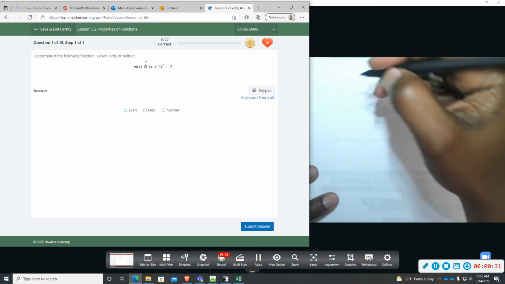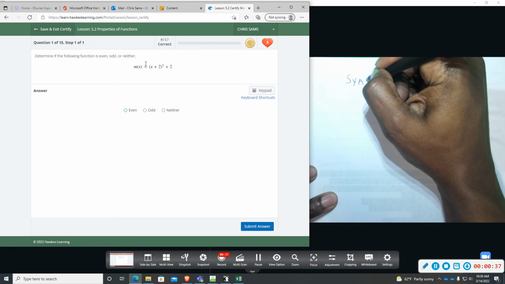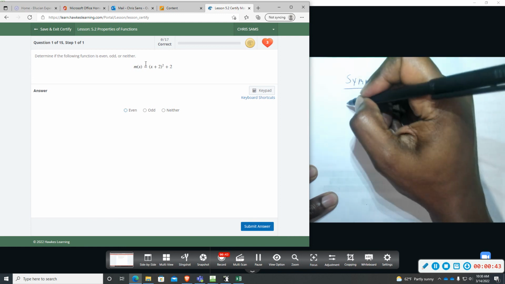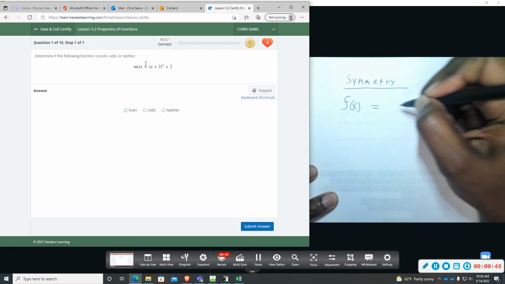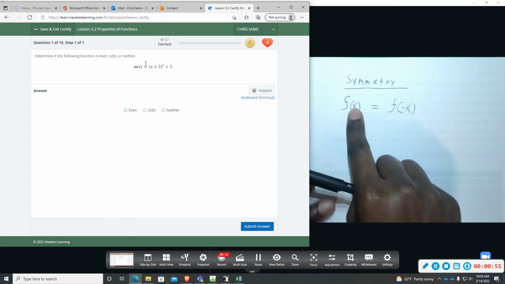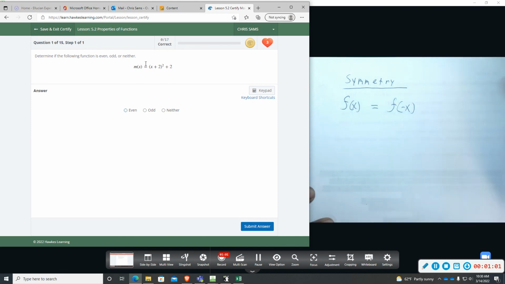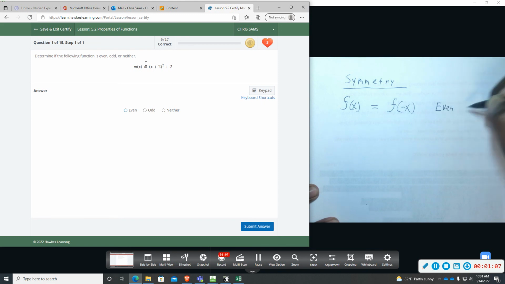So, symmetry, just a few notes. You're going to be given some equation or some function f of x. If it's equal to f of negative x, which means you just change the x value from positive to negative or vice versa, and they're equal, then this is called even. Or we say it has y-axis symmetry.